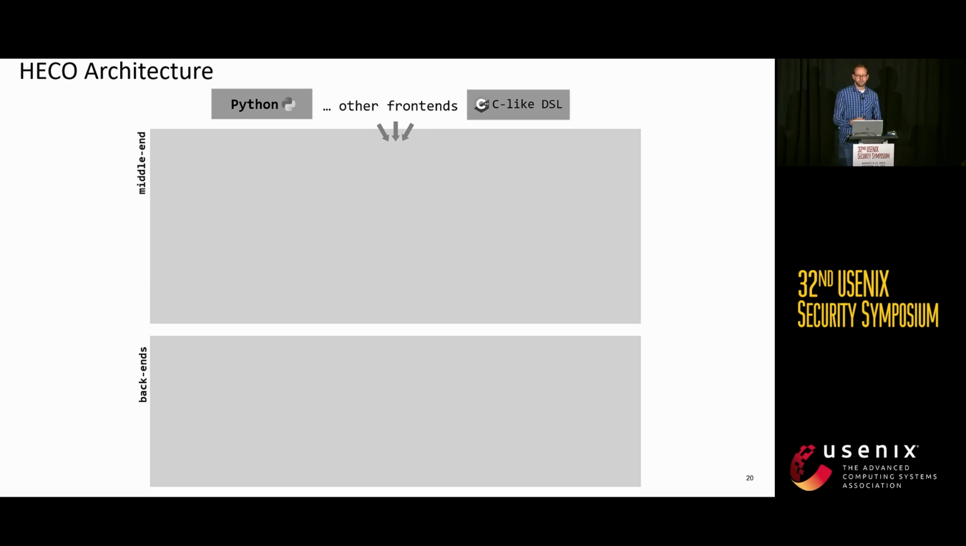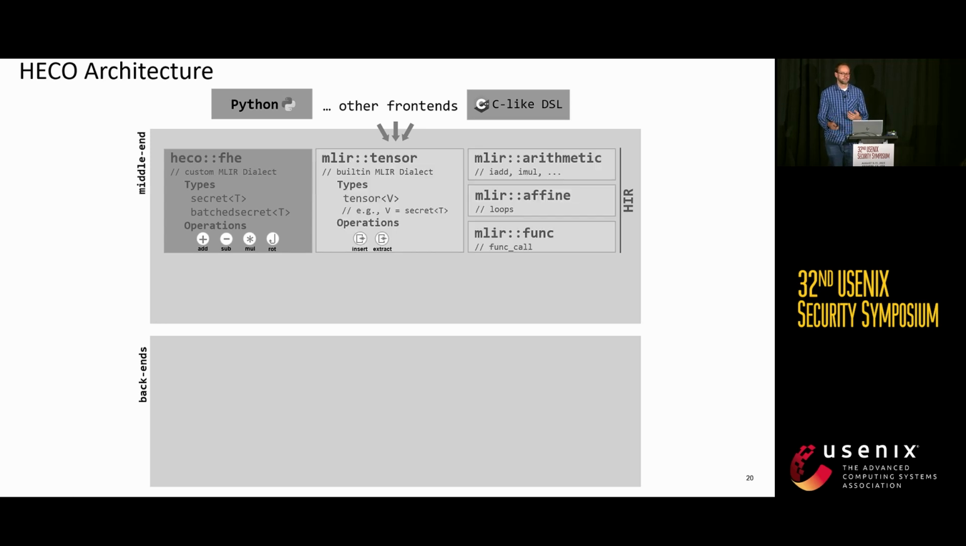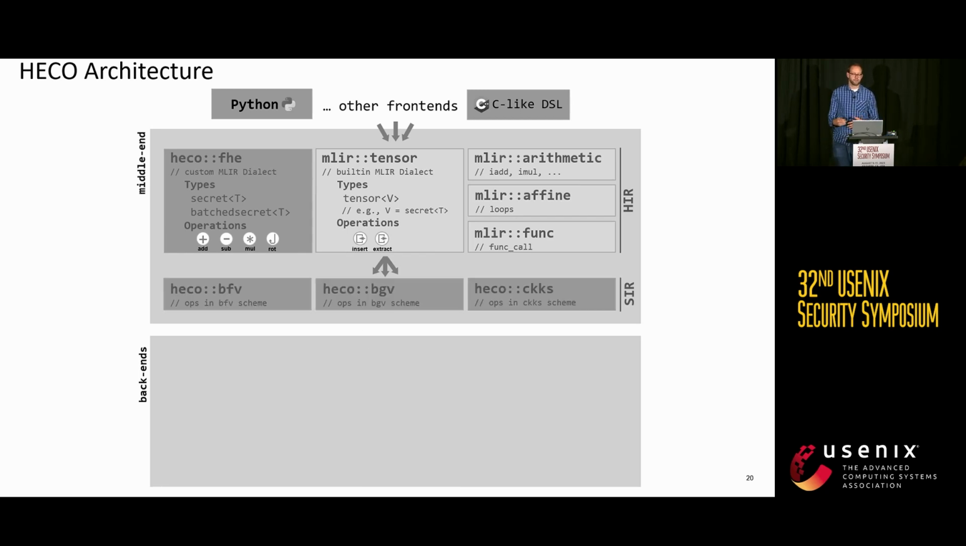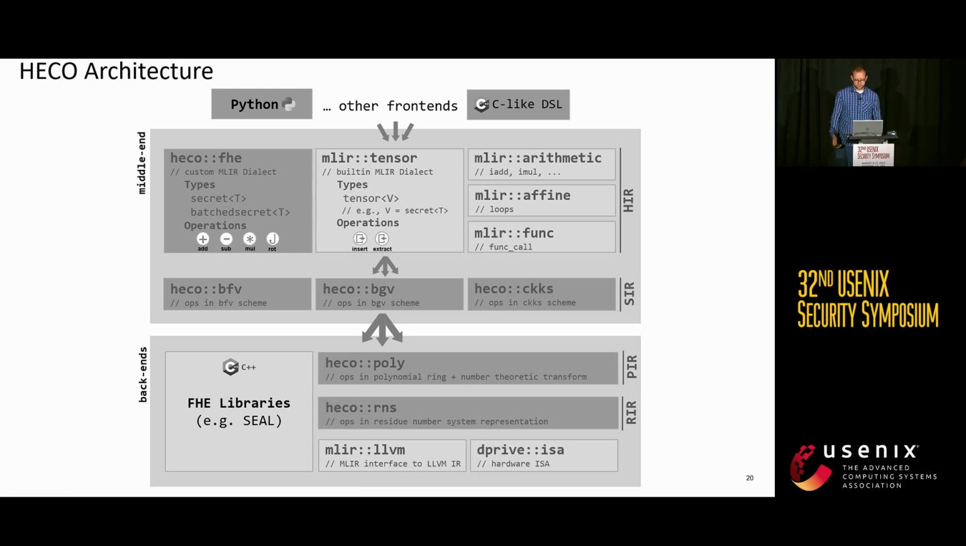In MLIR, you build intermediate representations from sets of operations. And so we introduce high-level scheme-agnostic operations for FHE and combine these with standard MLIR components, for example, for control flow, in order to get a high-level program representation. After optimization, these can then be lowered to the traditional FHE circuit representation, and from there, either target existing FHE implementations, such as the Microsoft C library, or via further low-level intermediate representations directly to the various hardware backends.